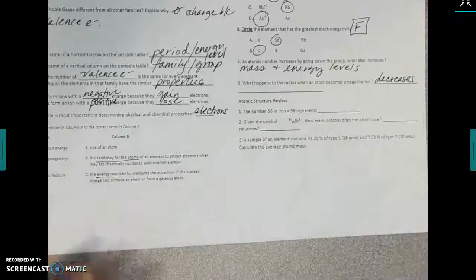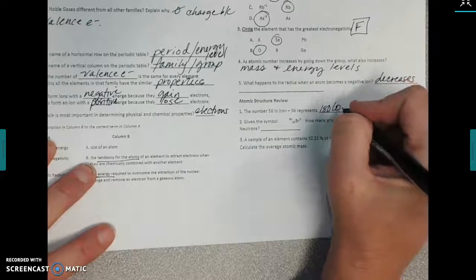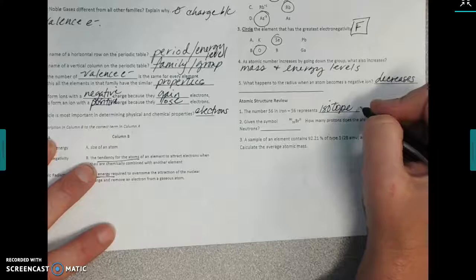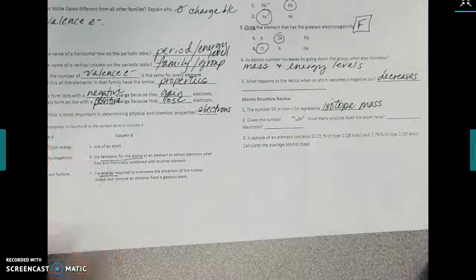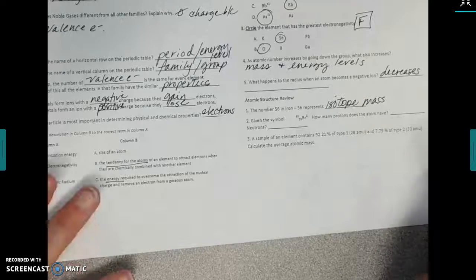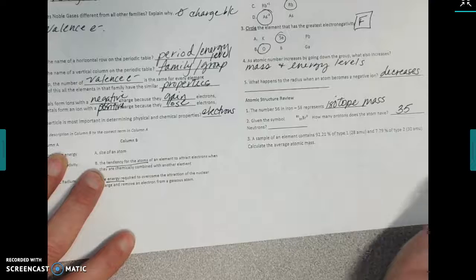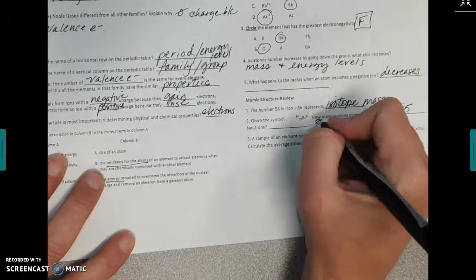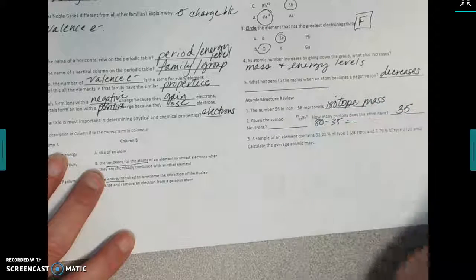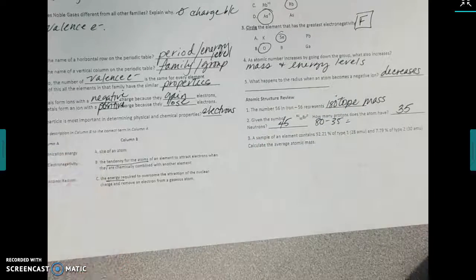The number 56 in iron 56 represents the isotope mass. Yes, it's the isotope atomic or mass number. Given the symbol bromine 80, 35, how many protons does the atom have? 35. And how many neutrons? 80 minus 35 equals 45.